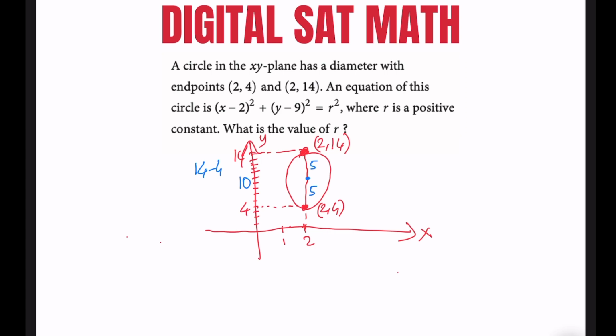This would be 5. And in this equation, we would write (x − 2)² + (y − 9)² = r². R is the radius. So therefore, we're just going to put 5 squared. In this equation, the value of r will be 5 for this specific equation.